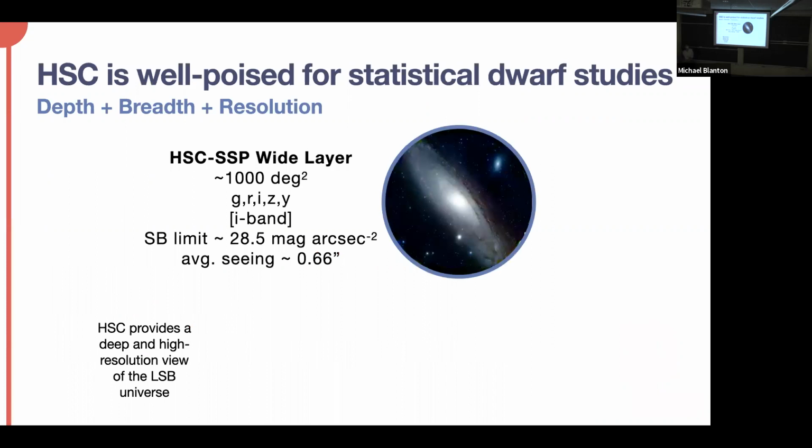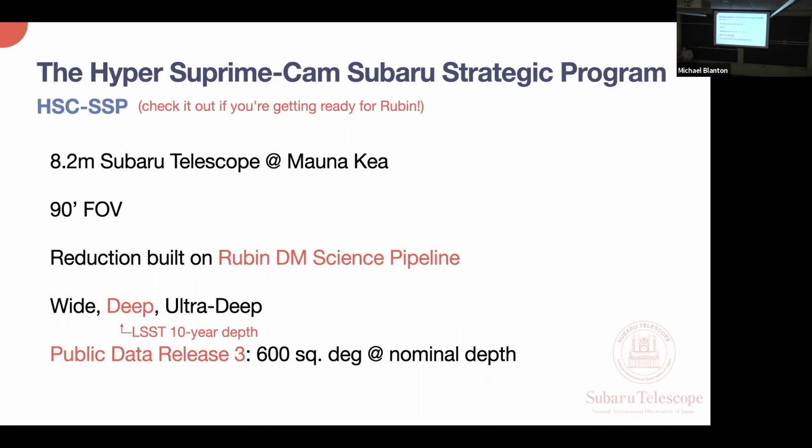Can you just remind us where that 600 degrees is on the sky? That's something I should know. They're all pretty equatorial, and then there's a more northern one. I'm not entirely sure where the 600 is out of the full 1,000. I think it's mostly equatorial. Okay.